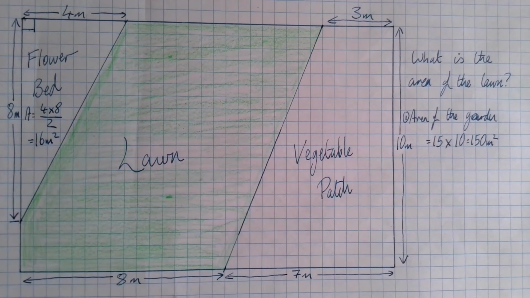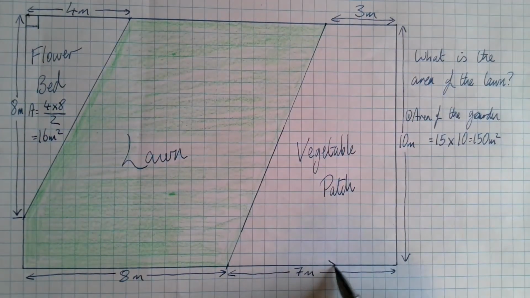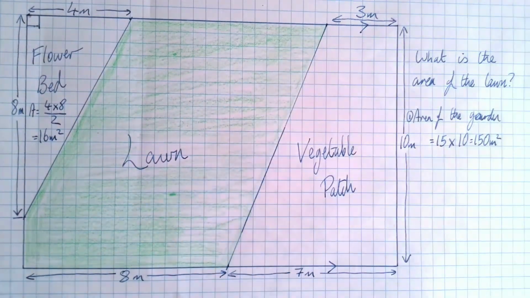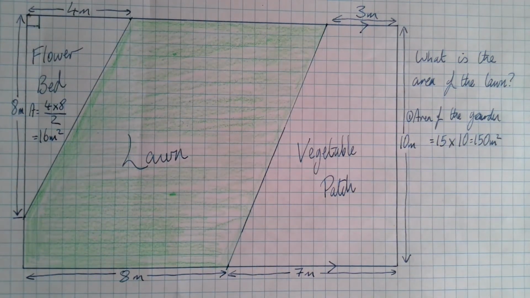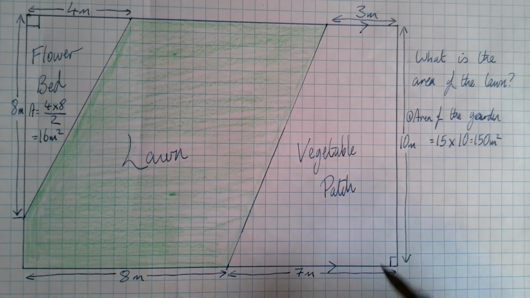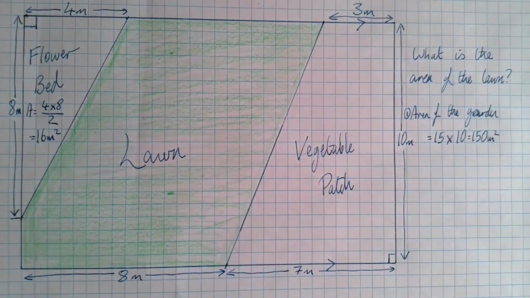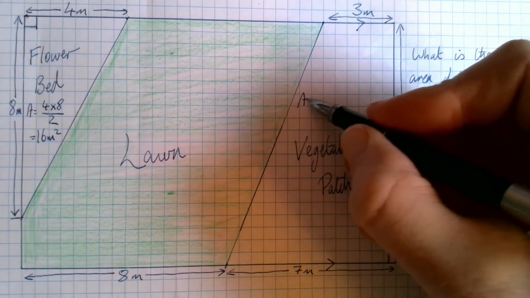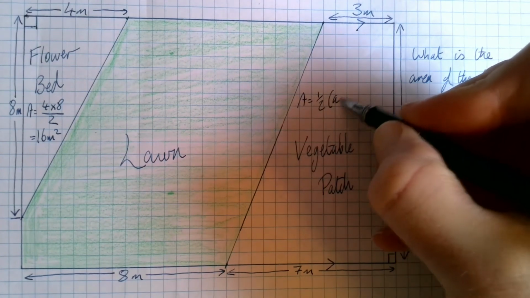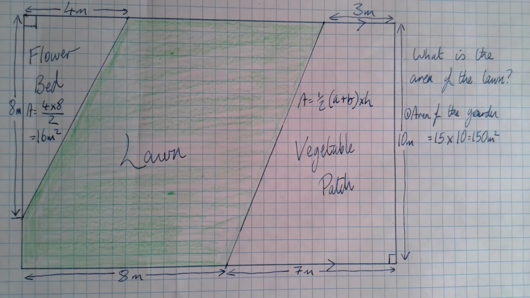How about the vegetable patch? We know what sort of shape the vegetable patch is. That pair of parallel sides tells us it's a trapezium. It's a special sort of trapezium, one called a right-angled trapezium, because the vertical height is this side down here. So remember, it's a half a plus b times the height. Pause the video and give that a go.